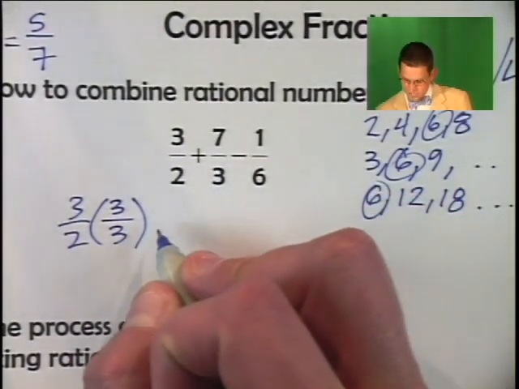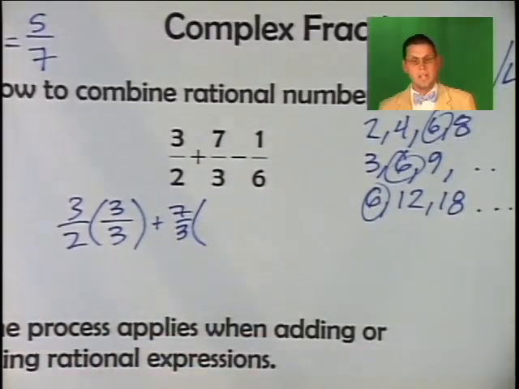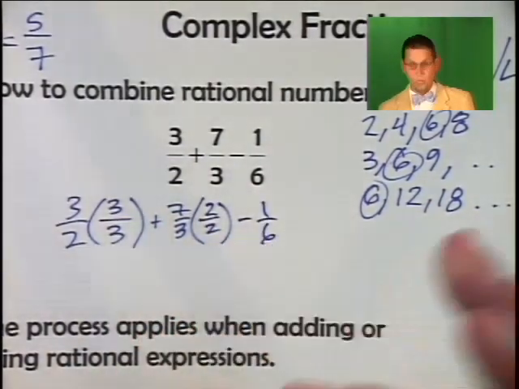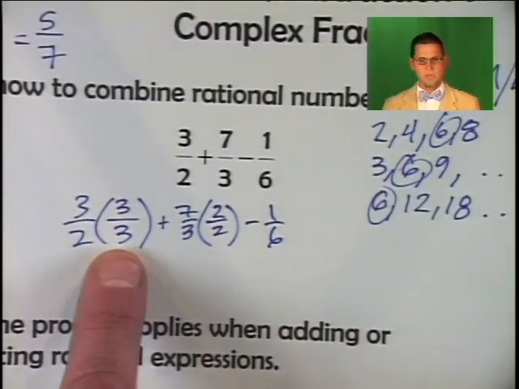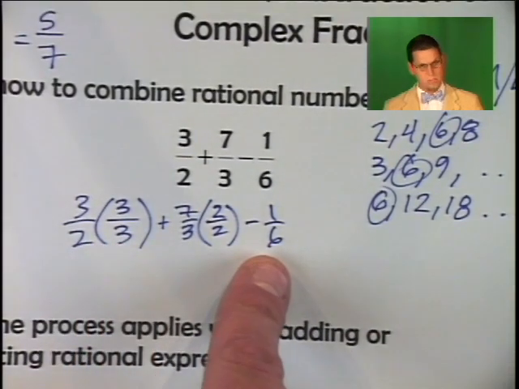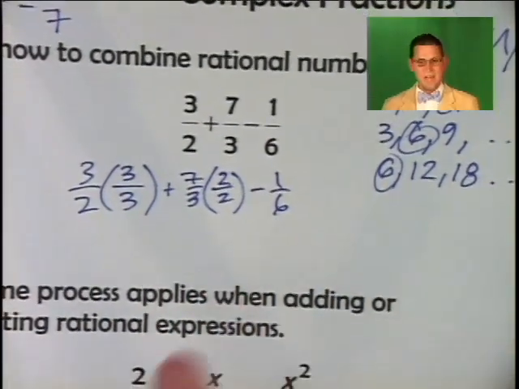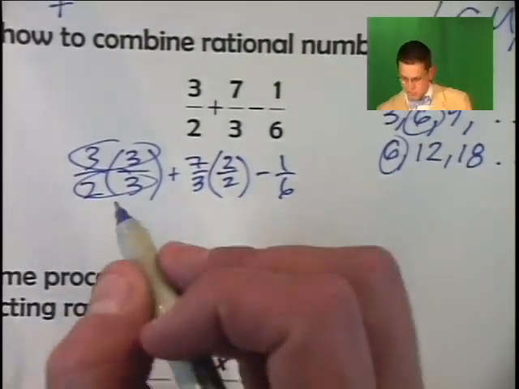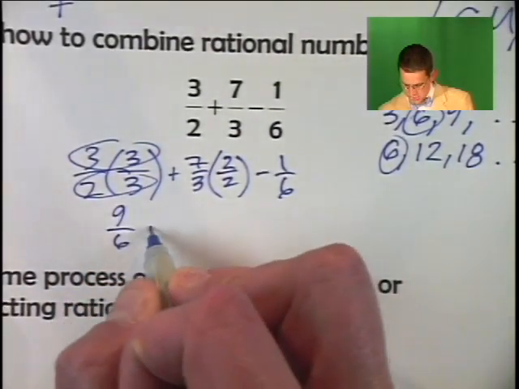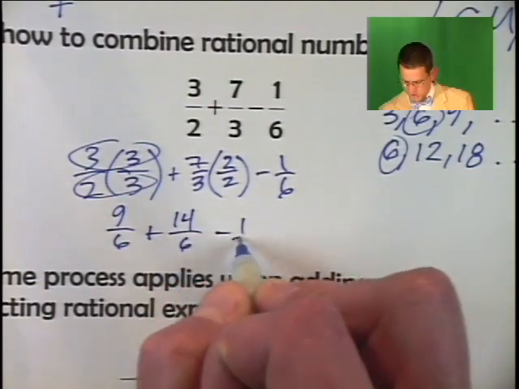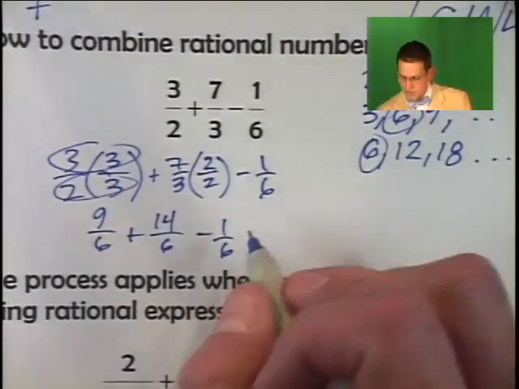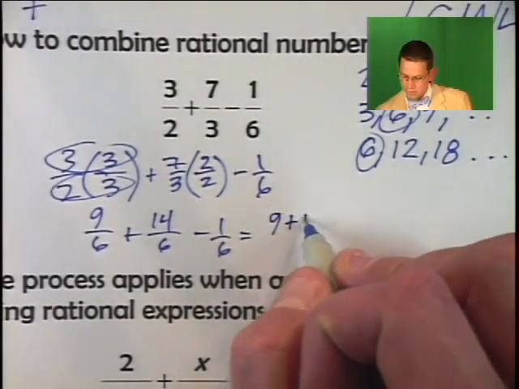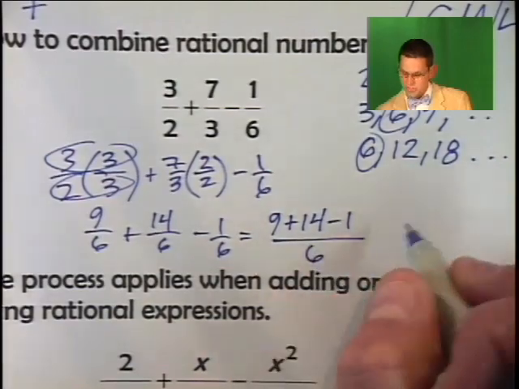I do the same thing with the 7/3. It already has the 3. It needs a 2 factor to become a 6. So I multiply by 2 over 2. And then the 1 over 6 is already good. So notice I have 2 times 3 plus 2 times 3 minus 2 times 3. They're all 6. So now that I have that, I can multiply everything out when we multiply straight across. So I get 9/6 plus 14/6 minus 1/6. And now since I have a common denominator, I can write those all in terms of one fraction, 9 plus 14 minus 1 all over 6.